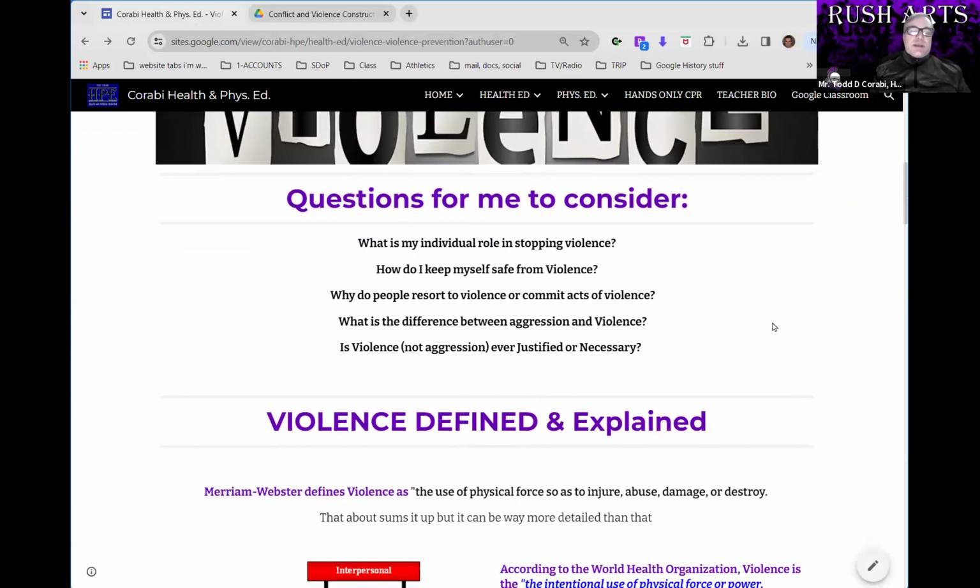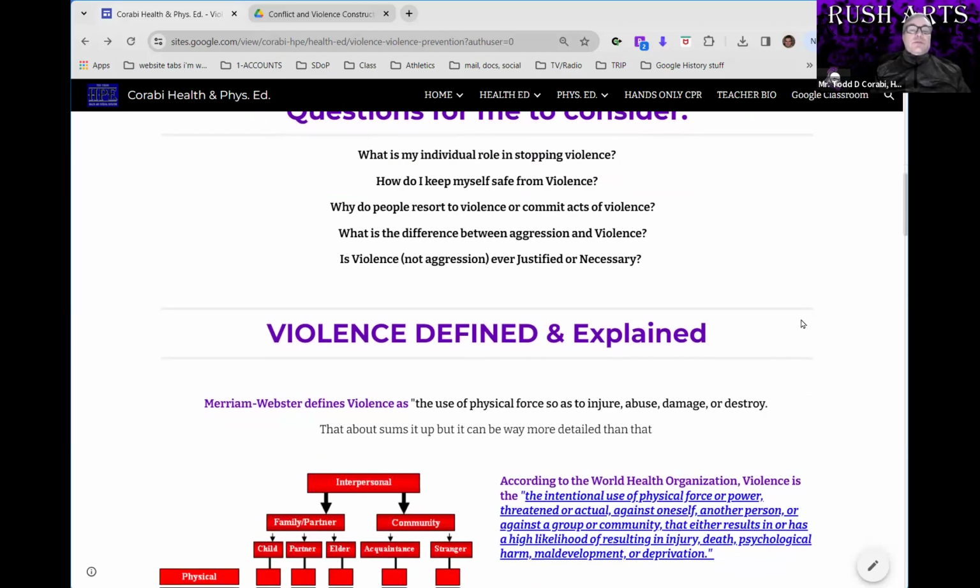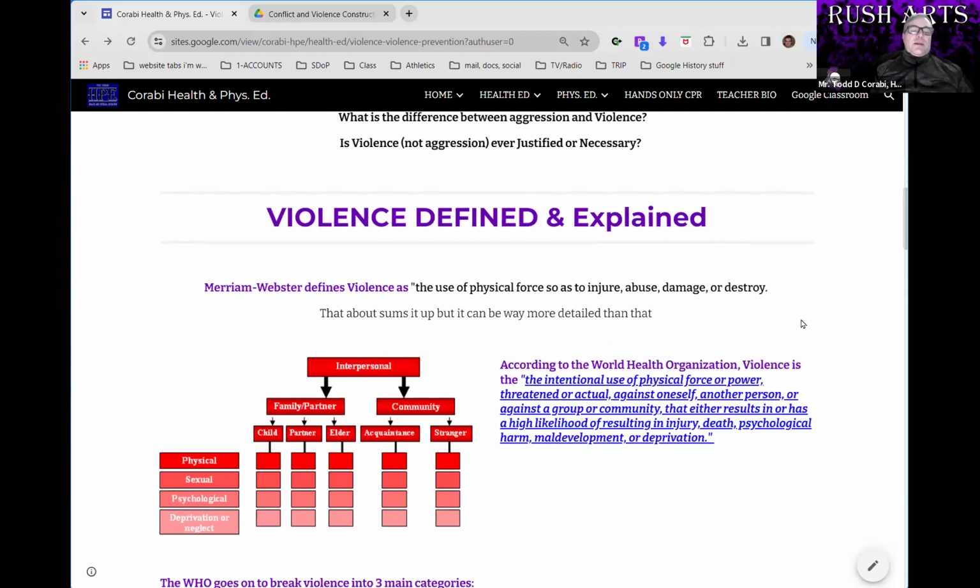So why do people commit acts of violence? We're going to look at the psychology behind it really quickly on the surface. And then what is my individual role? What are some things you specifically can do to limit and prevent violence, and also to keep yourself safe from violence?